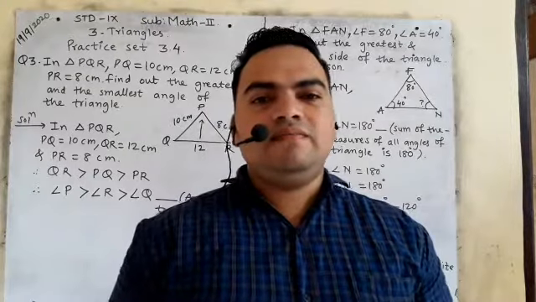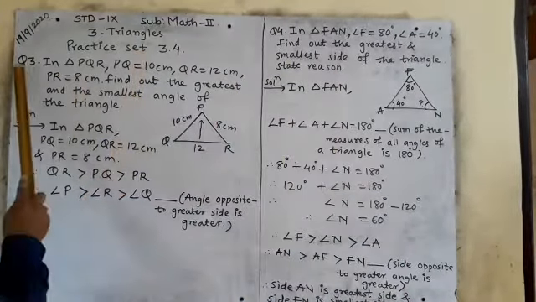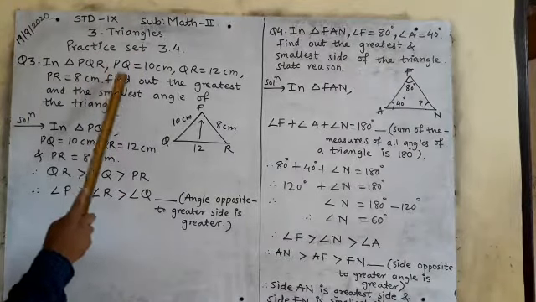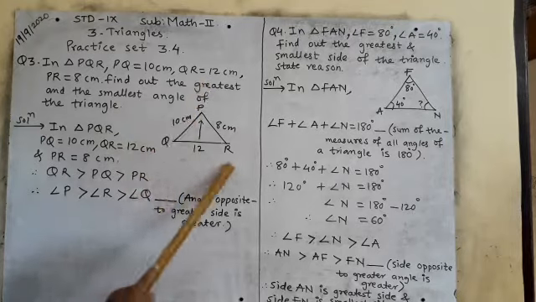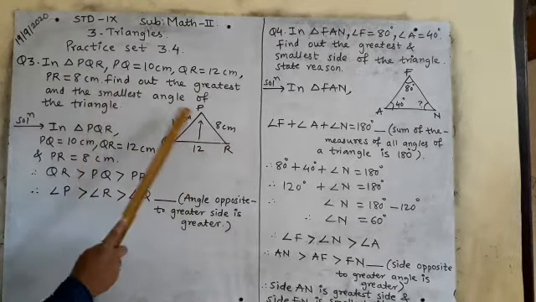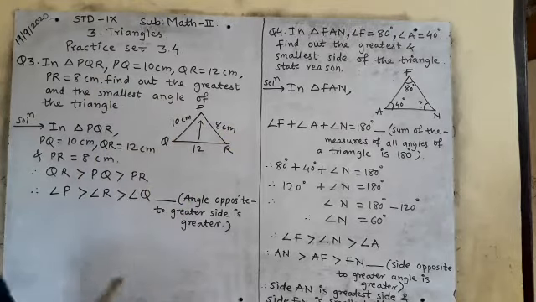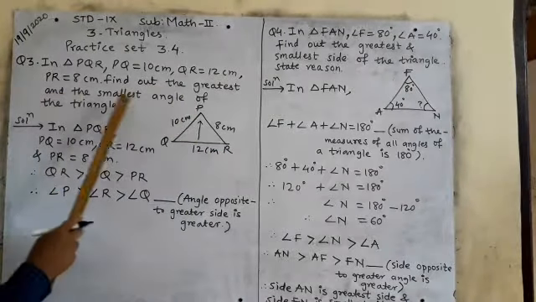So now we will see question number 3 and 4. Look at the board please. Practice set 3.4 question number 3. In triangle PQR, PQ is 10 cm, QR is 12 cm and PR is 8 cm. All three sides of the triangle are given to you. Now find out the greatest and the smallest angle.